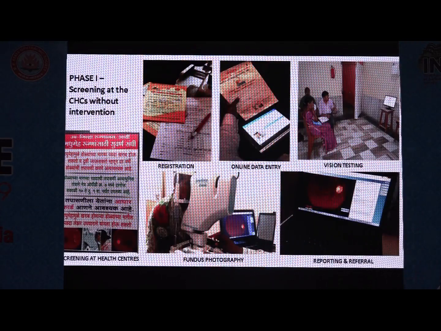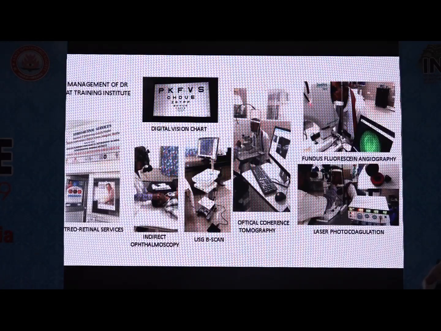The registration was done on an online Android-based software, and patient fundus photographs were taken by a non-mydriatic fundus camera, with reporting and referral done online from the base hospital. Patients who needed management were referred to the base hospital, and respective investigations like FFA and OCT were done. Patients who needed laser treatment or intravitreal injections received them according to their need.